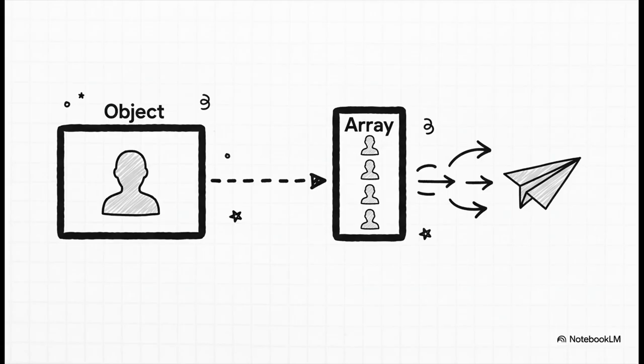And really, this is the most important thing to take away from all this. You see, an object might hold a user's profile info. An array could hold their list of friends. And a function could be the recipe for sending a message to all of them. The real power isn't in any one of these tools by itself. It's in how you combine them to build something amazing.